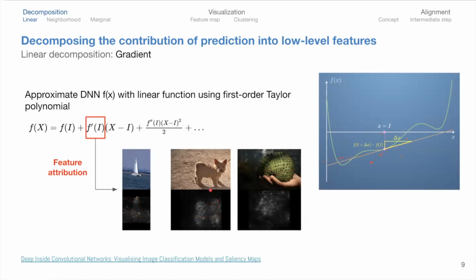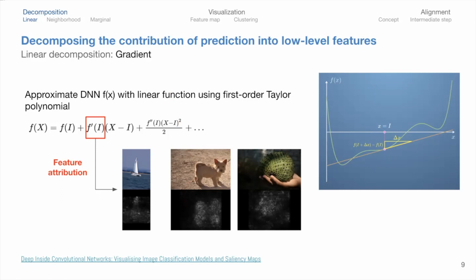This method is called the vanilla gradient method. It's very easy to compute. You just do one pass of backpropagation. Despite its computational efficiency, the gradient has a drawback: you can see that its features tend to show very low-level detailed features, which to our human eyes is noisy.